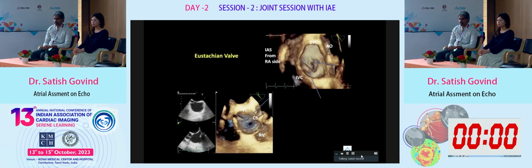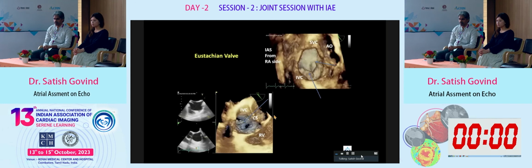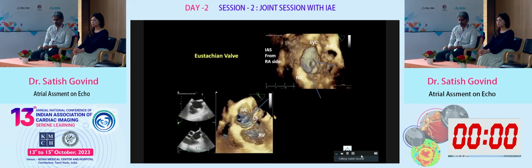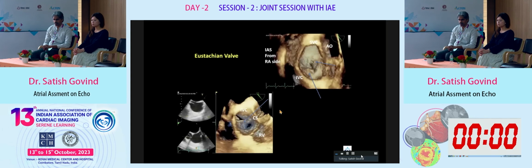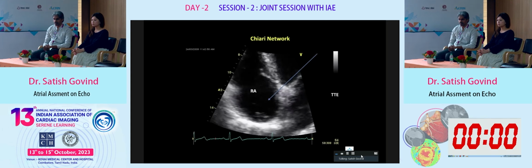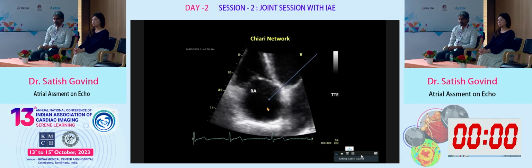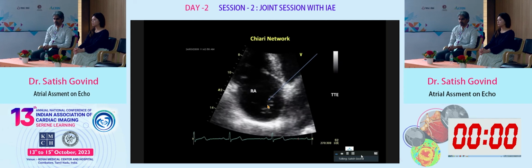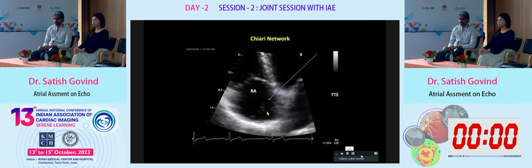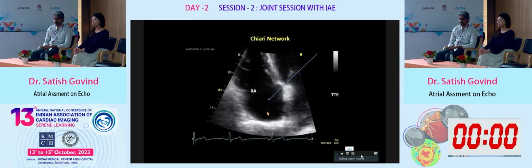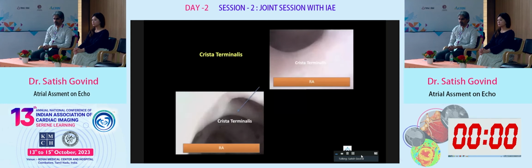You can see this flap-like tissue over there. So that's how the eustachian valve looks, and this can be better appreciated with 3D TE. And the Chiari network once in a while pops up, and you can see that very fenestrated, fluttering, moving structure over there. Most of the time in transthoracic, it can be identified. Of course, on TE, it is better seen.